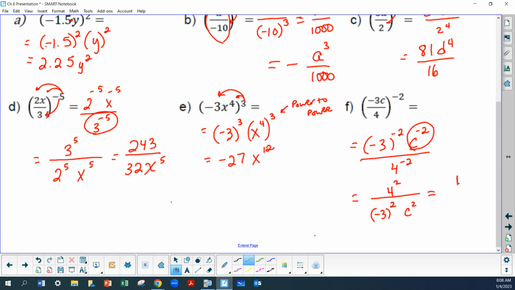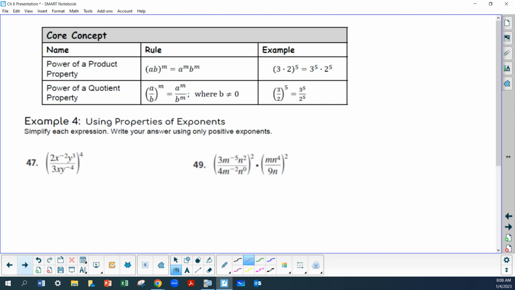And let's finalize by expanding our numbers. 16. Negative 3 times negative 3, of course, is going to be positive. Positive 9, C squared. So hopefully that went okay for you. If I went too fast, go back and review or slow down the video. Let's move to the next page.